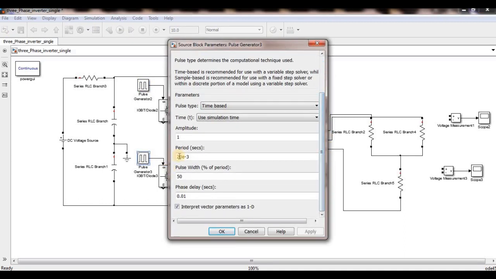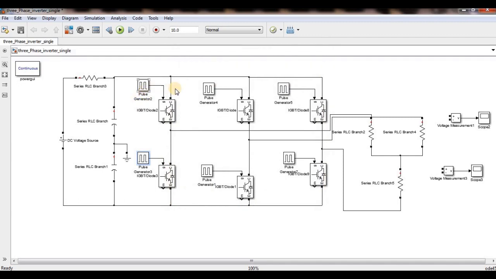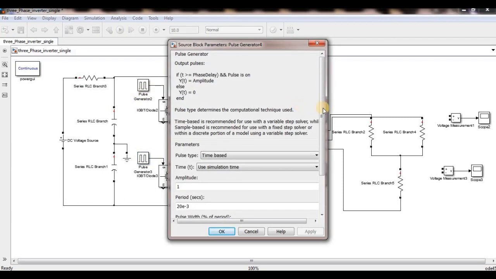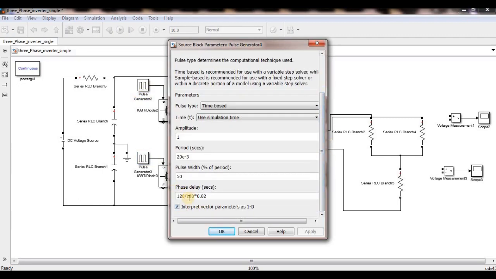So for this switch and this switch, in 180 degrees conduction mode, a 180 degrees phase shift is required. So I gave the same 20 milliseconds and 50% duty cycle, and my phase delay is 0.01, I mean 10 milliseconds, because after 180 degrees only the pulse has to be given. And for this pulse and this pulse, a 120 degrees phase shift is there. See, 120 degrees phase shift I am giving. For that, 120 by 180 into 0.02, because the phase delay is asked in seconds.